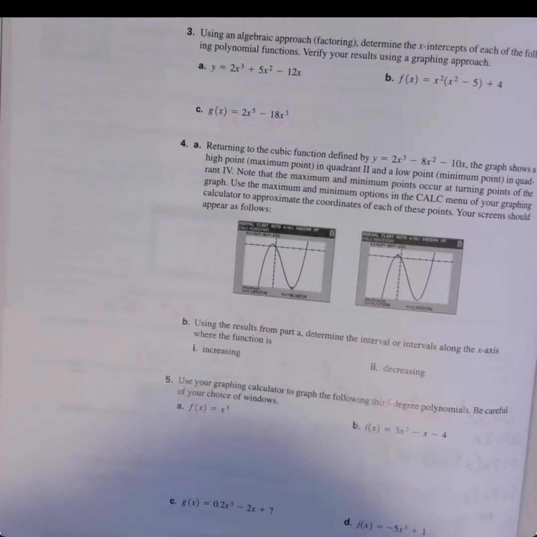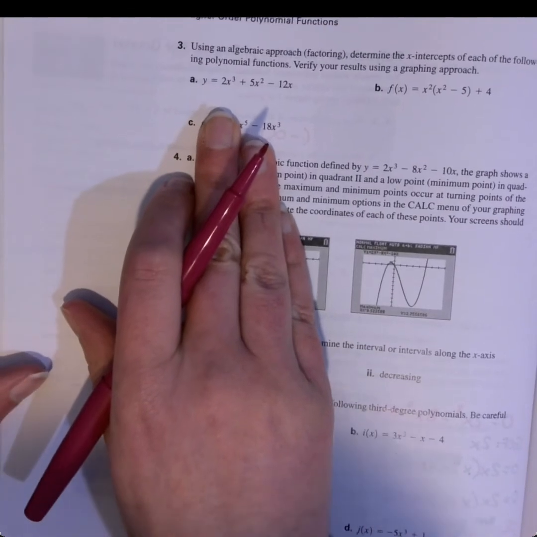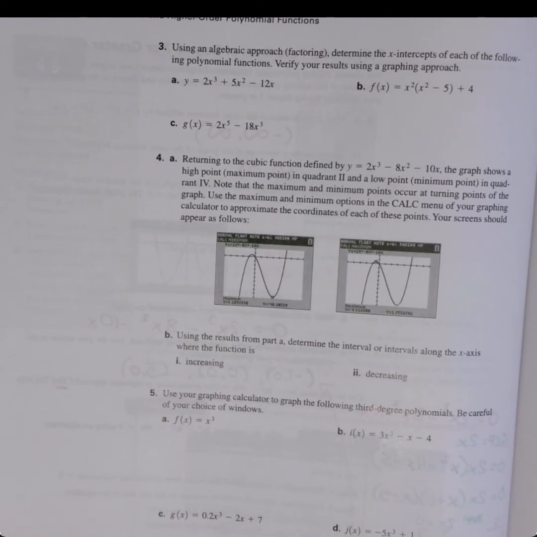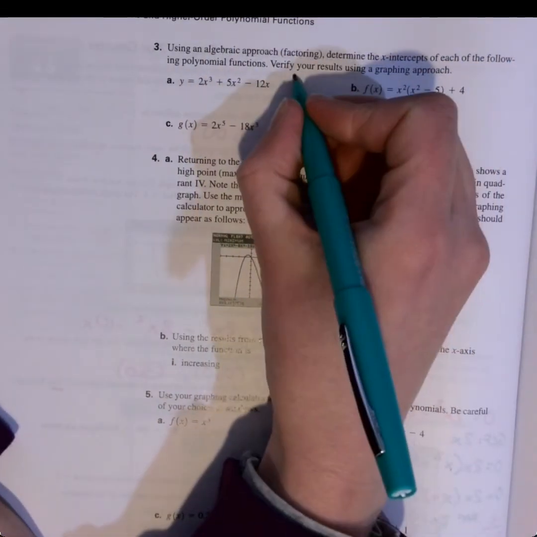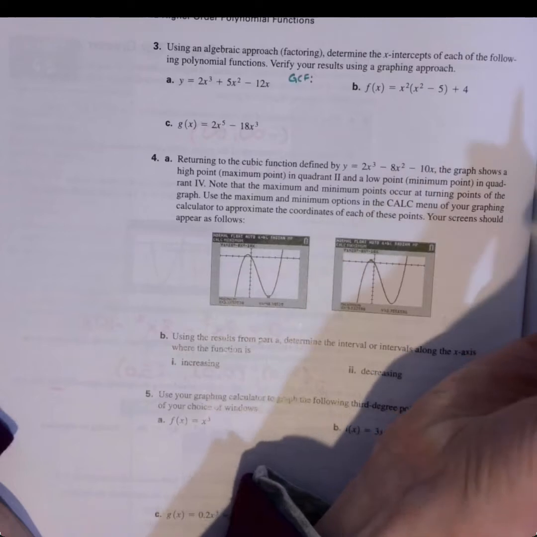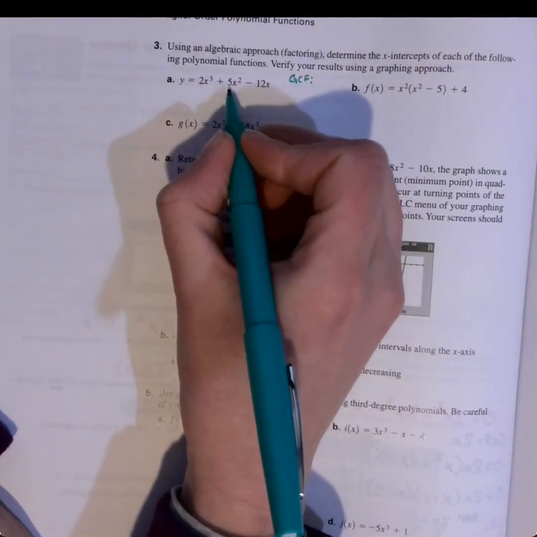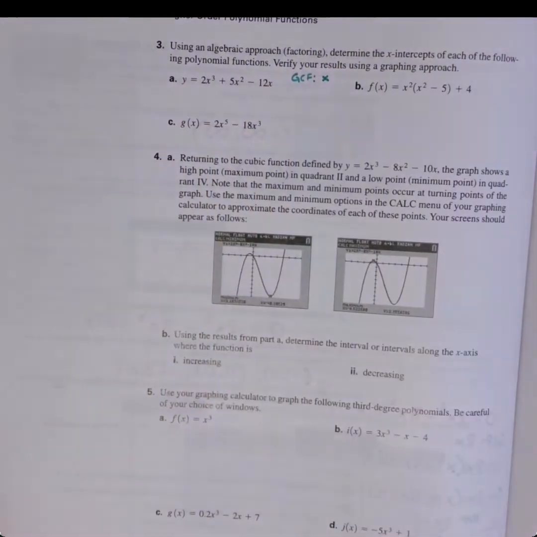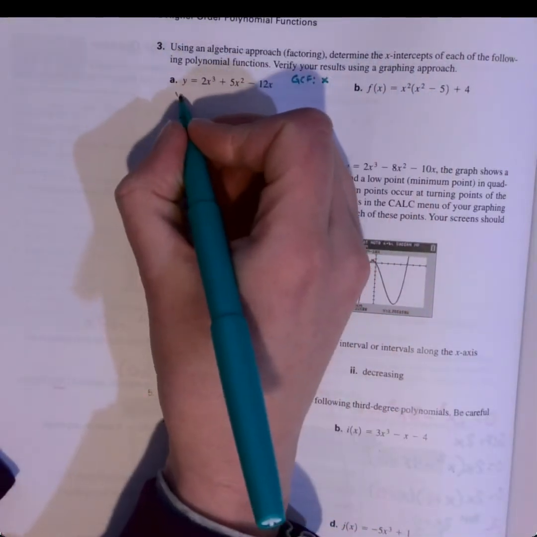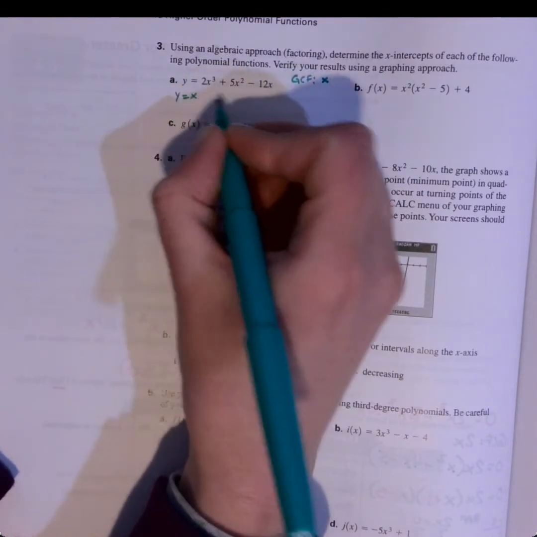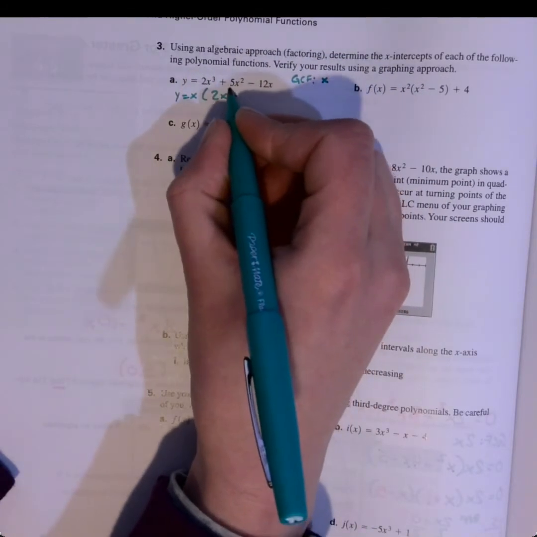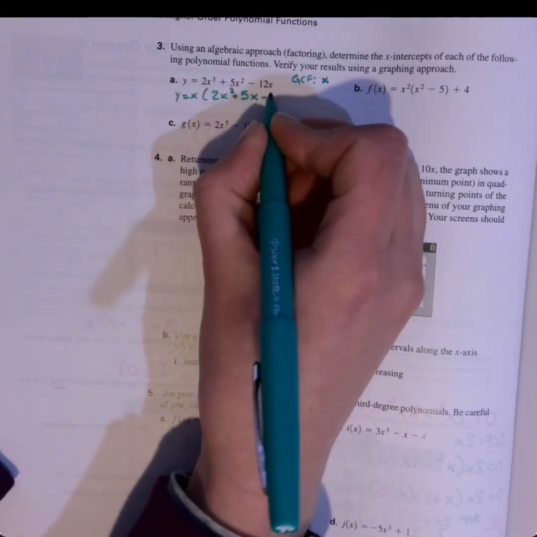So moving on, we're going to use an algebraic approach, i.e. factoring, to determine the x-intercepts for each of these. Okay. So first of all, we need to GCF factor first wherever possible. And 2 does not go into 5, so I can't pull 2 out of everything, but they have at least an x in common. So I am going to GCF take out the x. So y equals x times 2x squared plus 5x minus 12.